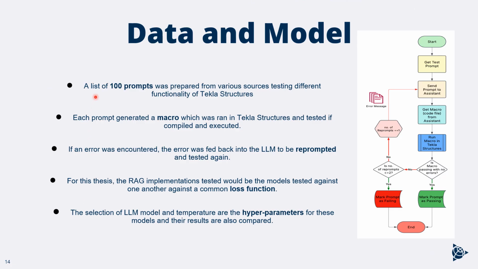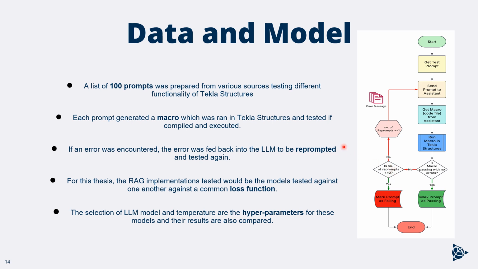So for our data and model, essentially we created a list of 100 prompts to be tested. These prompts were prepared from various sources like interviews with developers and users, forums, etc. These prompts tested different functionalities in Tekla Structures. We would send the prompt to the assistant and ask it to create a code file, basically a macro, and then we would run that macro in Tekla Structures. If the macro passed without any errors, then it would count as passing. If it was failing, then we would reprompt it.